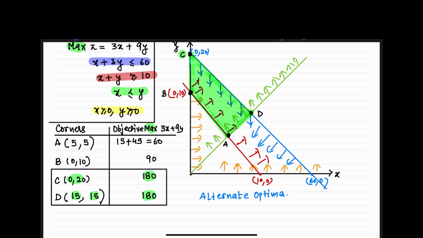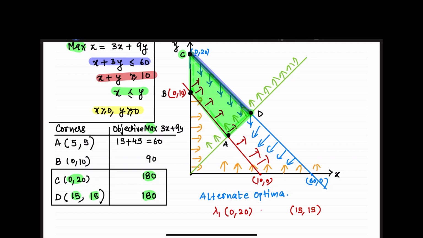That means if you have the entire line segment between C and D, including C and D, on this line segment if you pick any point, the objective value at that point will always be equal to 180. So how to report this and how to see this? See, this is the point 0, 20 as the first point of optima. The next point of optima is 15, 15. So what is the line segment between this?